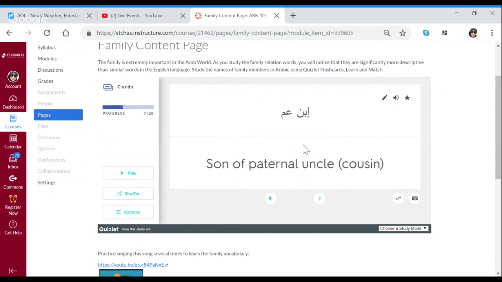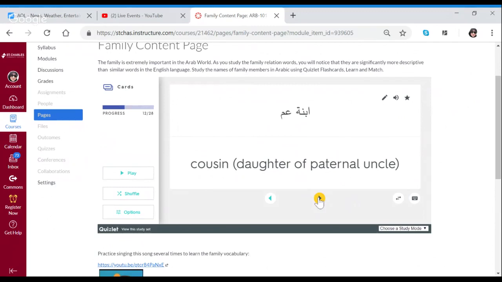So our first one is Ibn Am. Ibn Am is the son of a paternal uncle, so it's the son of your father's brother. Typically in the past, if they wanted to get a girl married, the most sought-after marriage person would be the son of the paternal uncle. That would be the closest relationship. It would bind the families together.